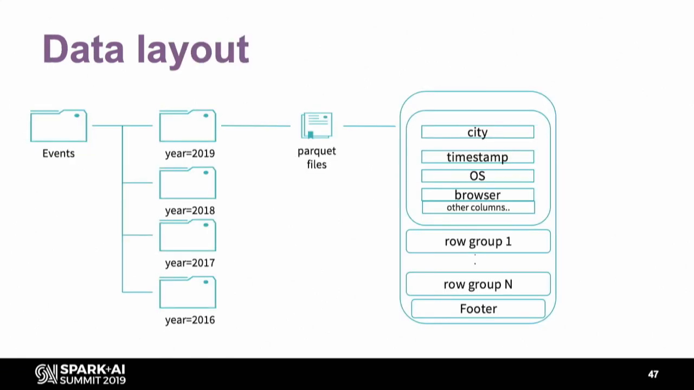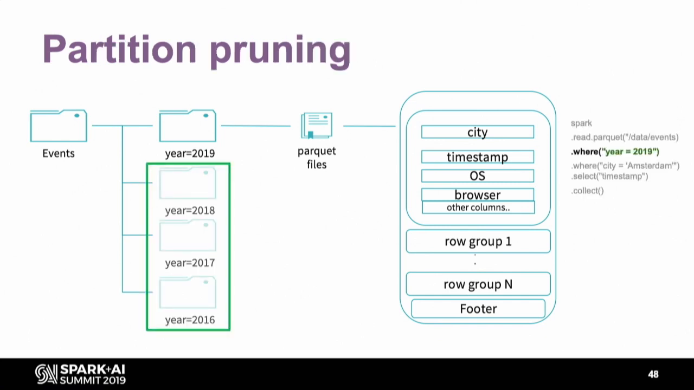Here is the example input data layout. Data are partitioned by the column year. In each folder, there are multiple Parquet files. Each file contains multiple row groups. Inside a row group, there are many column chunks. We notice that the query only needs the data of this year, so we can skip the data of the past 3 years.